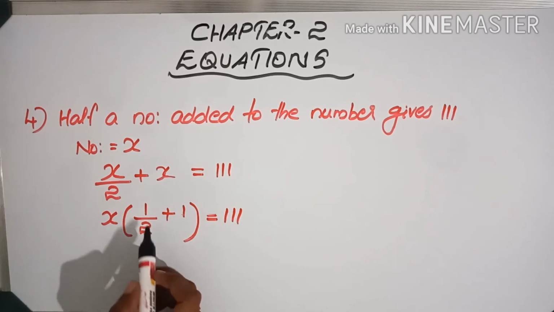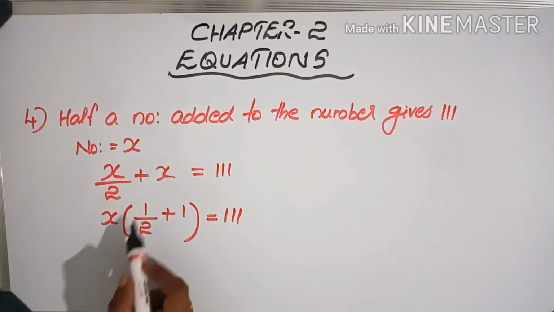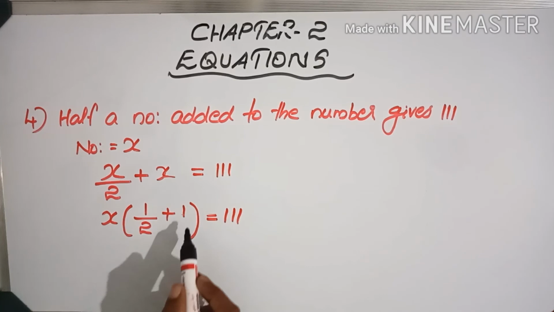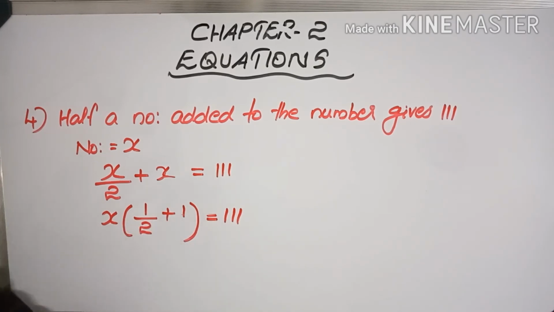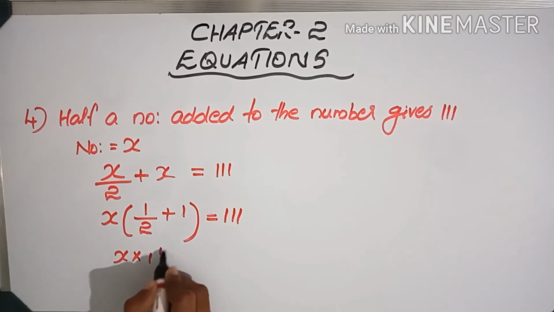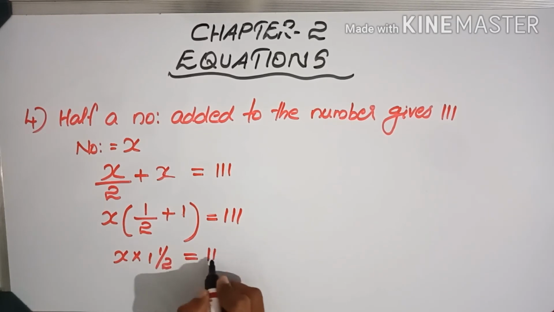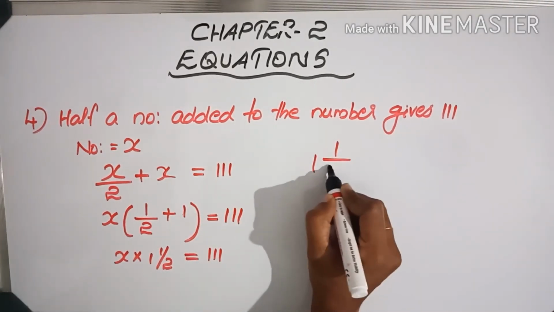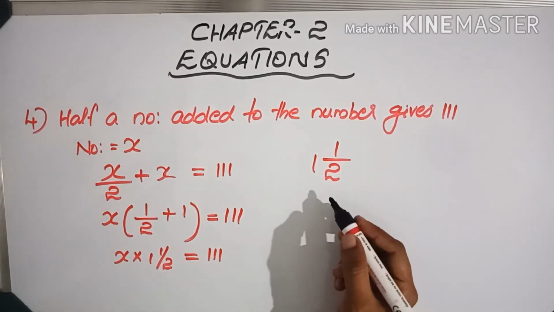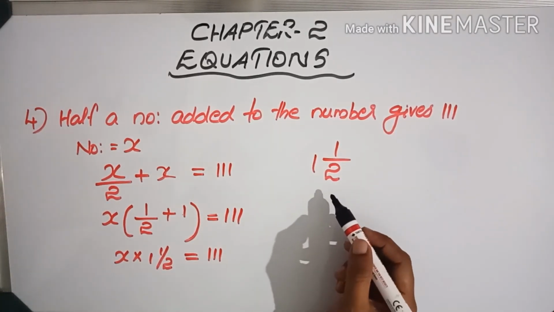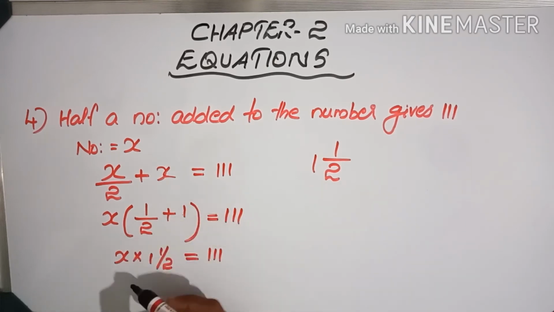Now we need to add this. Half plus 1. 1 half is there and 1 is there. So the total will be 1 and half. So x into 1 and half is equal to 111. Now this is in a mixed fraction form, 1 and half. We need to convert this mixed fraction into a simple fraction form. Then only it will be easy.